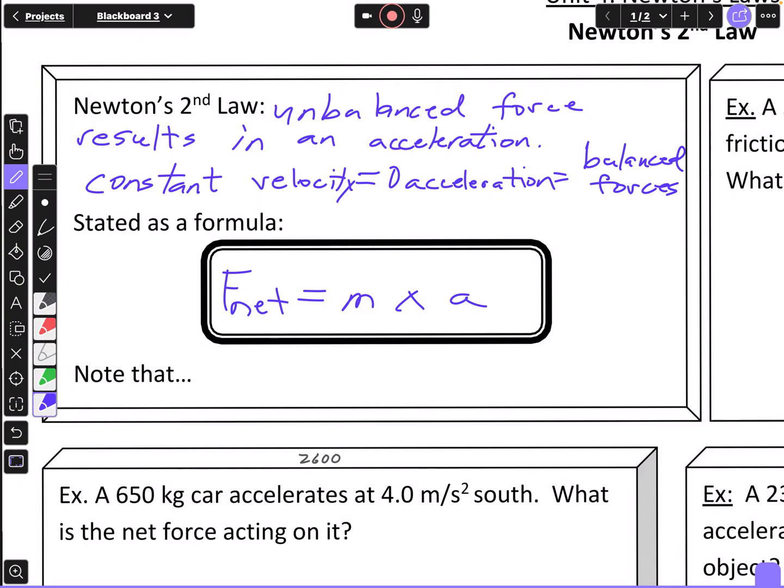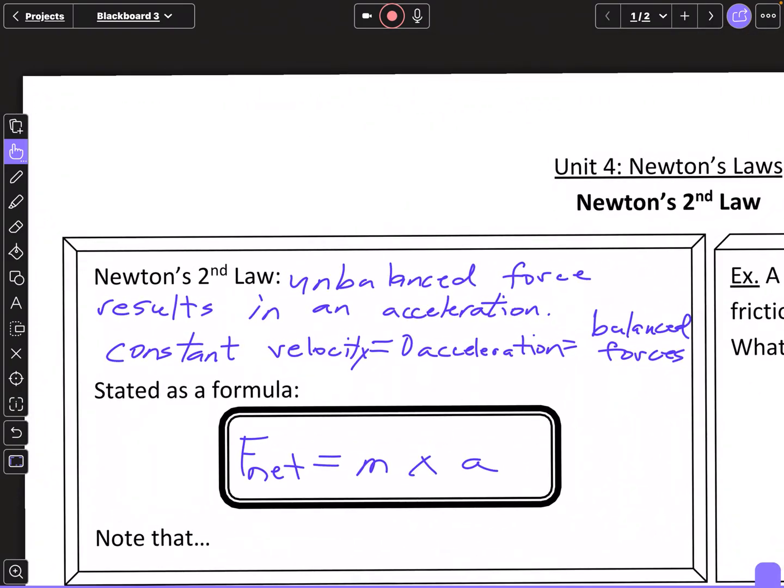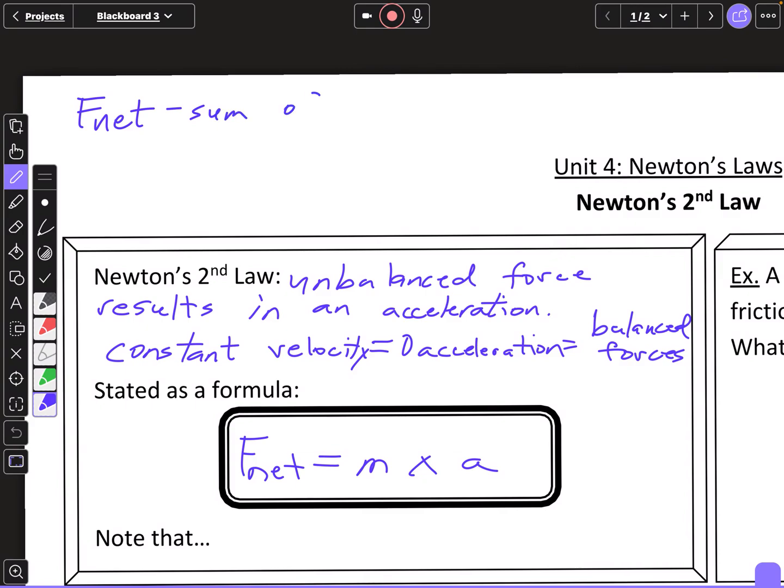Now, what is F net? Let's go up here and let's write this down up here where we have room. F net is the sum of the forces acting on an object.